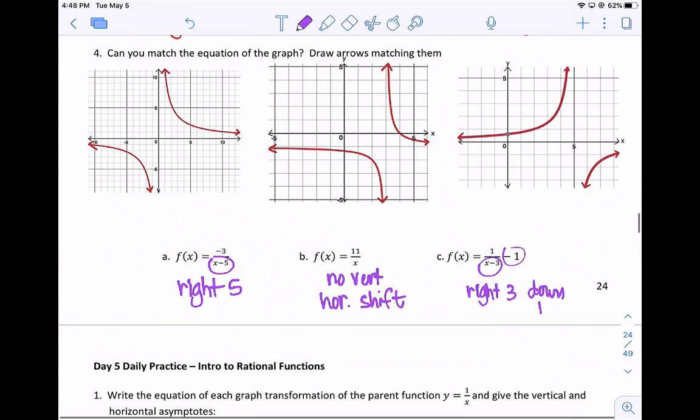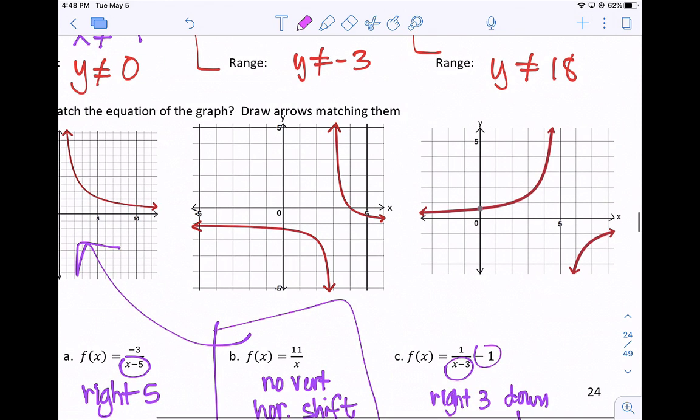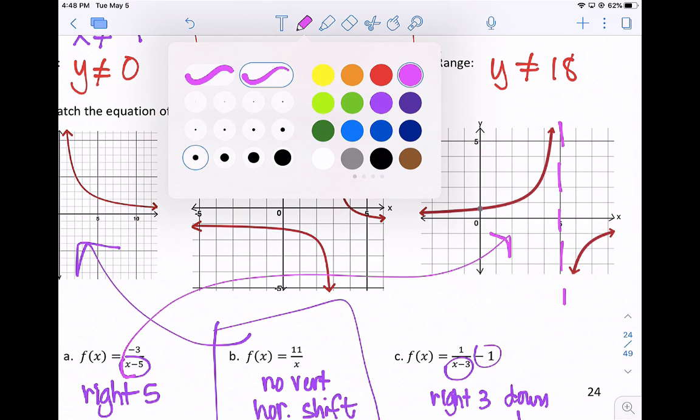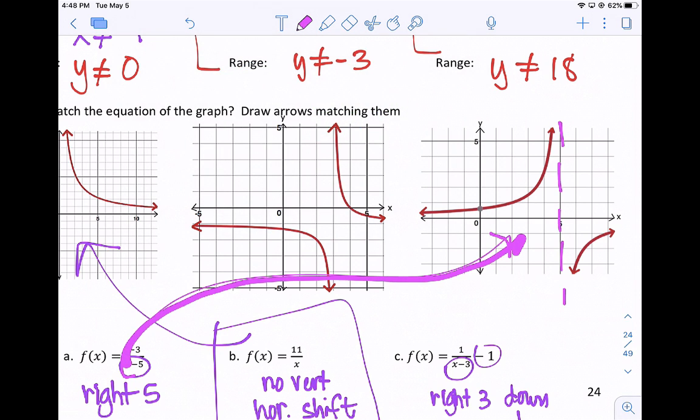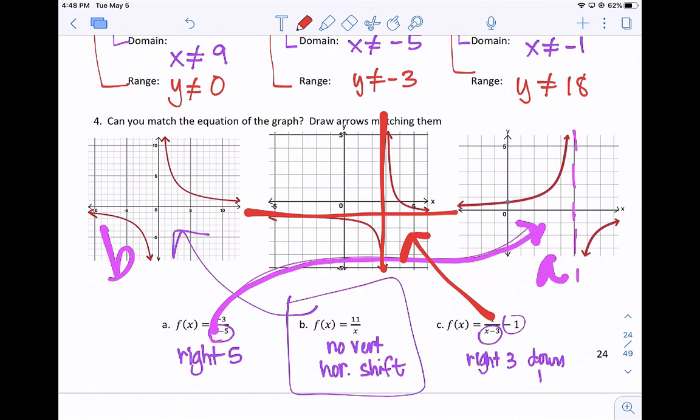Okay, so I'm going to start with the one that looks like our mother function, no shift at all, and that would most resemble this graph right here. All right, how about our graph that goes right 5, and they both go to the right, but which one goes right 5? And it's this one right here, so that matches over here. So this one is A, and this one is B, and so then C would be this one here, right 3 and down 1. You can see those asymptotes, right 3, down 1, so this is C right here.